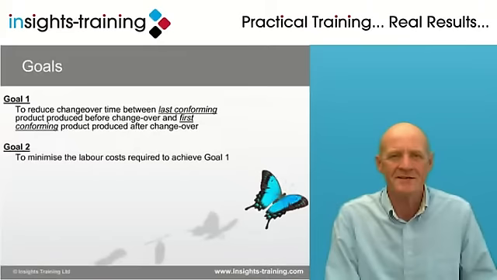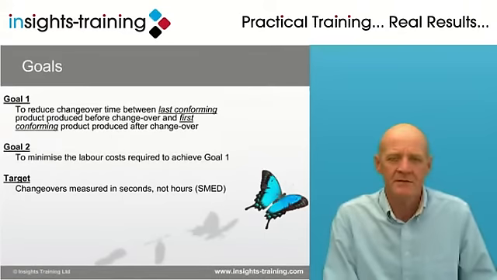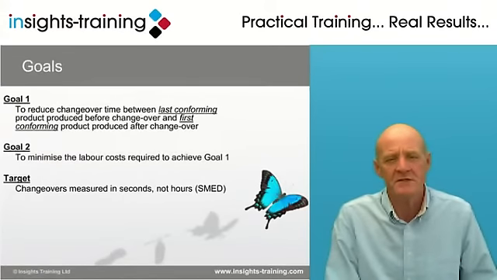There are a couple of ways to reduce changeover times. One is to throw people at it, but there are costs associated with that. So we're talking about reducing the time by being more efficient. And we should have a goal of measuring our changeovers in minutes or even seconds rather than hours or even days, as is sometimes the case.